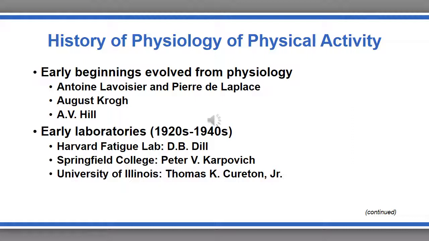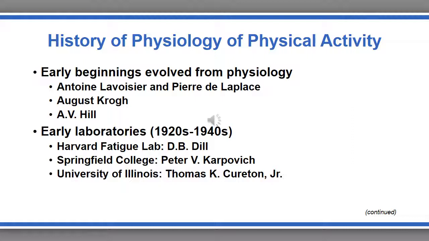In the 1920s to 1940s, we had a lot of opening of the early laboratories in exercise physiology. Our early understanding of exercise physiology was shaped by research conducted at the Karpovich and Cureton laboratories established in physical education departments. Dr. Peter V. Karpovich established an exercise physiology laboratory at Springfield College in Massachusetts. Karpovich became well known for his research on the effects of ergogenic aids on physical performance and served as one of the founders of the American College of Sports Medicine, or the ACSM.